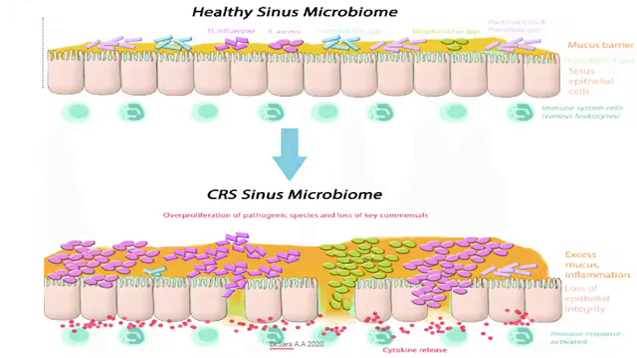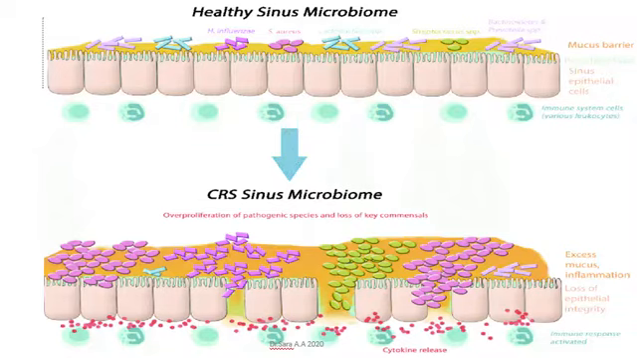sinusitis. In that slide, we can see the difference in the microbiome between healthy people and patients with chronic rhinosinusitis. In healthy people it's diverse, and we can see Haemophilus influenzae, Staphylococcus aureus, Lactobacillus, Streptococcus pneumoniae. All these we can see, but during chronic sinusitis, it's not diverse.